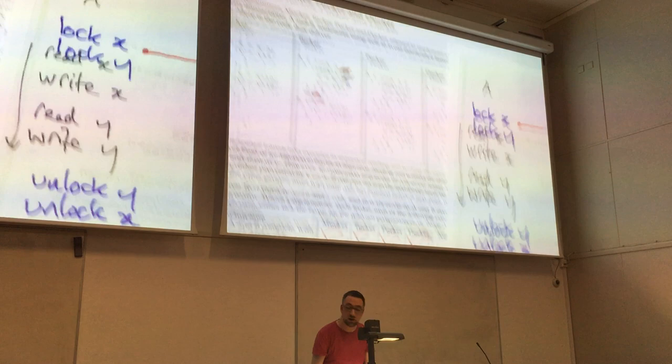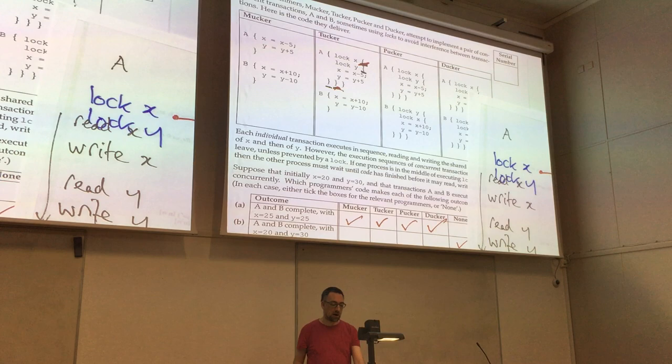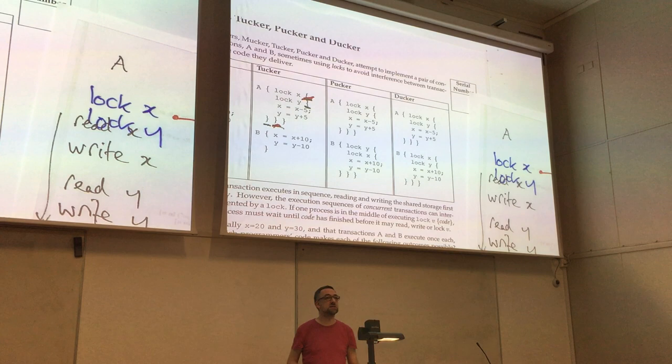How about Mucker and Tucker? Can they achieve deadlock? No, they can't, because in Mucker's case, there aren't any locks, so there can't be any deadlock. And in Tucker's case, only one of the processes is taking locks, so there's no way that they can each lock each other out. So no danger of deadlock for Mucker and Tucker, but Pucker, by taking locks in different orders, has created the possibility of deadlock.